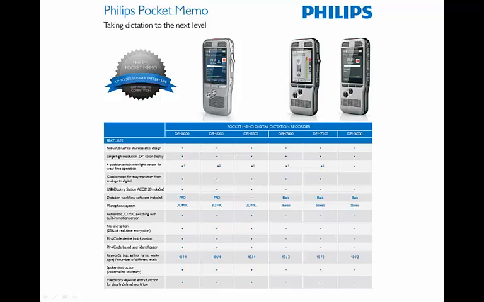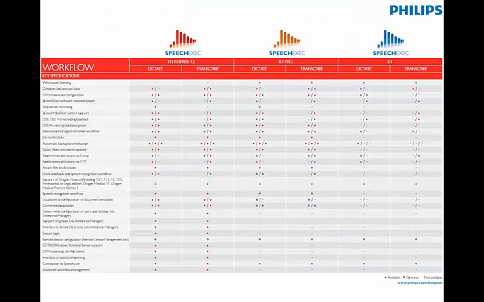Now, every customer is different as to what they need in a workflow. But some of the most important differences in the software are the ability to manage encrypted files. The SpeechExec 8.1 software, which is here on the far right-hand side, is our basic SpeechExec software. In that, you don't have the ability to manage encrypted files. So there's no encryption in using the basic software.